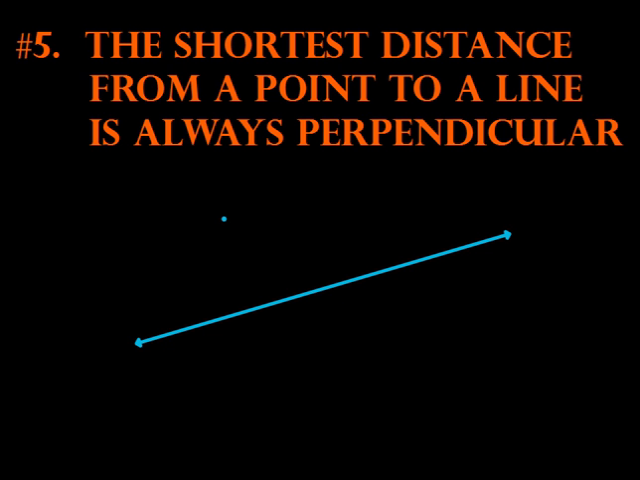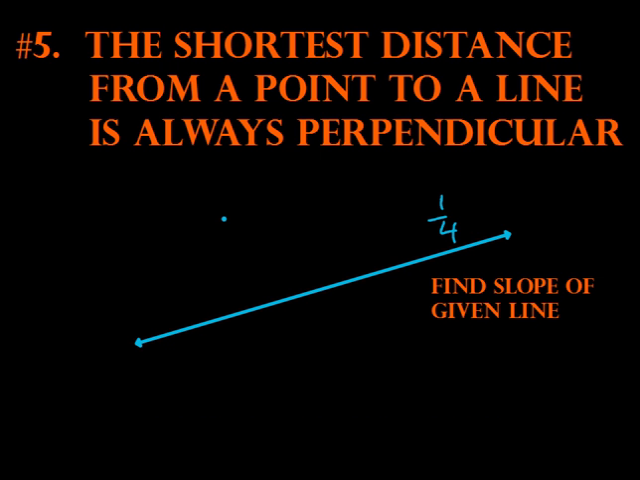And finally, the shortest distance from a point to a line is always perpendicular. So, if I'm given a line and I give you a random point, you need to remember that the first thing you have to do is to find the slope of the given line. So for this little example problem, let's pretend that the slope of this line was 1/4.